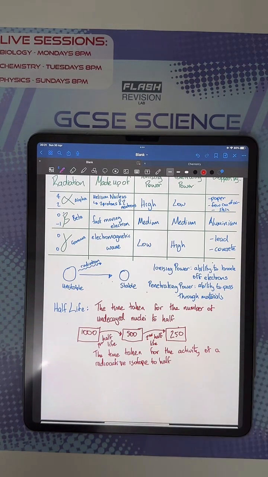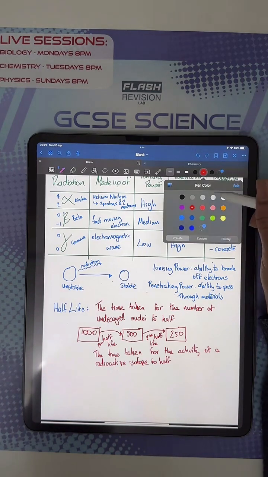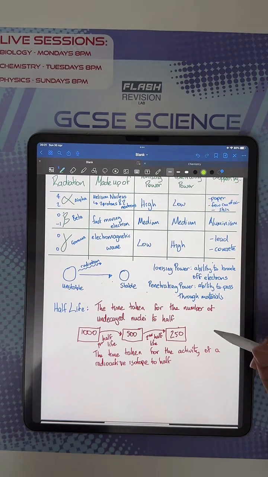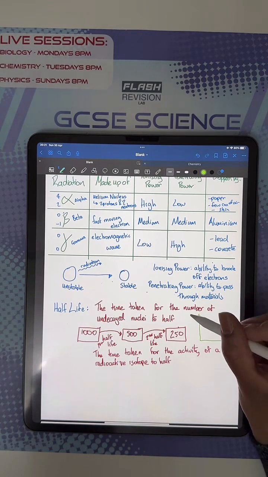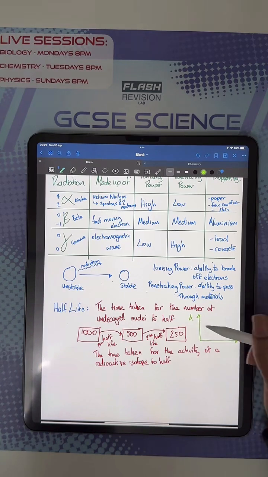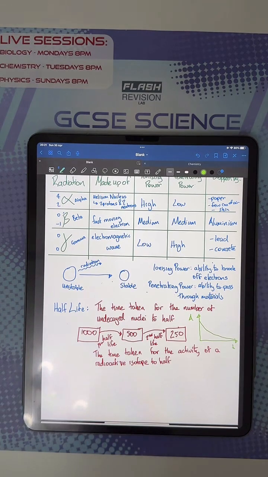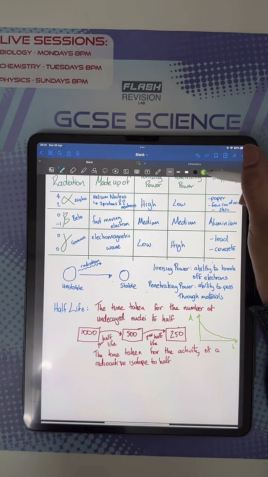So that's what half-life means. Another thing I need to show you is half-life questions where you get given a graph. Okay, so you're going to see this. You might get a graph of activity against time. So if you get a graph that looks like this sort of shape, and it's a radioactivity question, most likely they're going to ask you to work out the half-life using this graph.